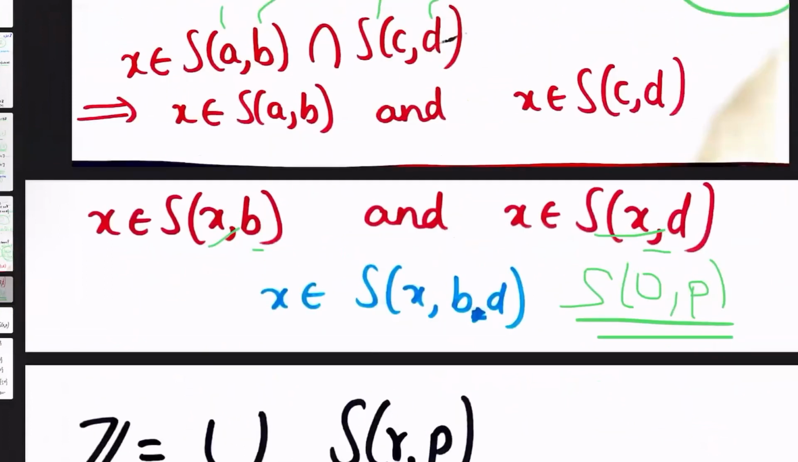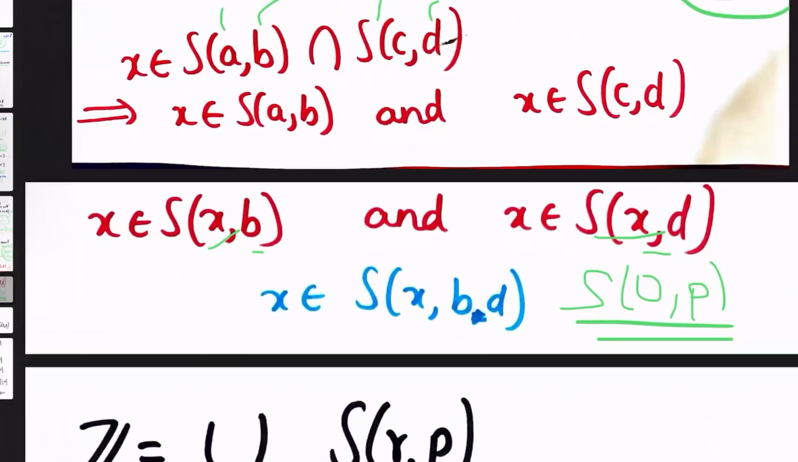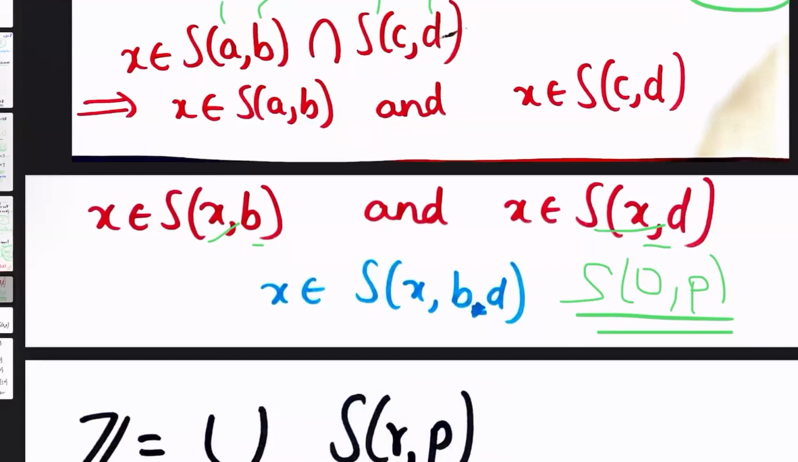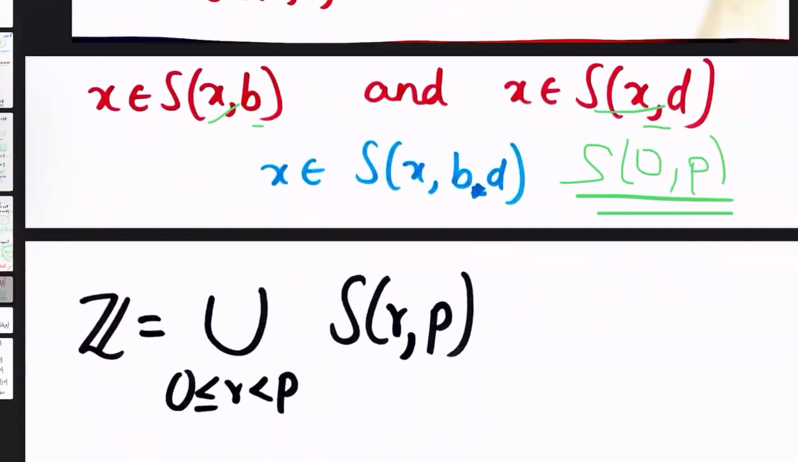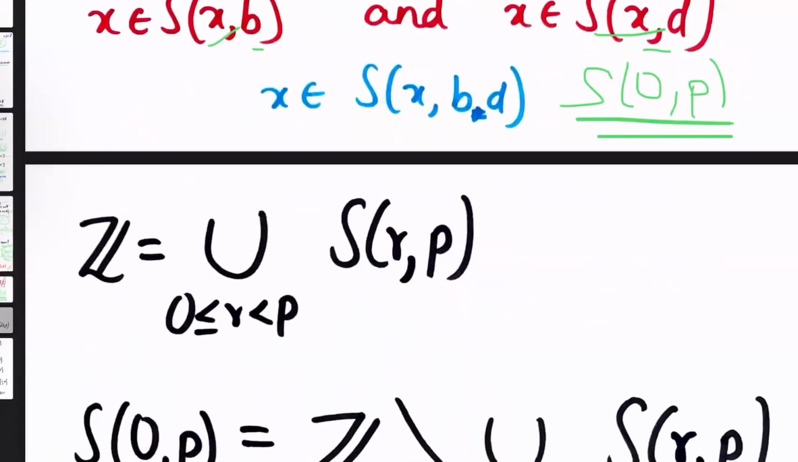The reason why this is closed is because Z is the union of all S_{R,P}s. This is again something that we saw at the start, right? Because these are essentially cosets. And if you consider all such cosets where R varies between 0 to P, we know that they partition the space of integers. Hence, their union will be the set of all integers. So S_{0,P} is essentially one member of this collection. So it is Z minus the remaining collection.